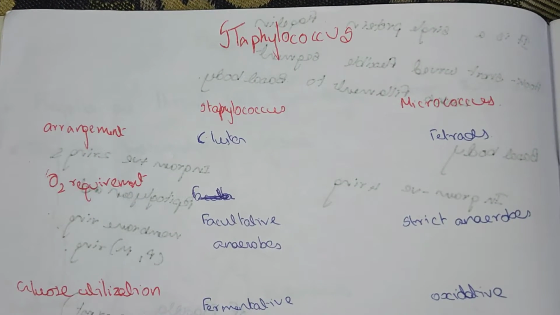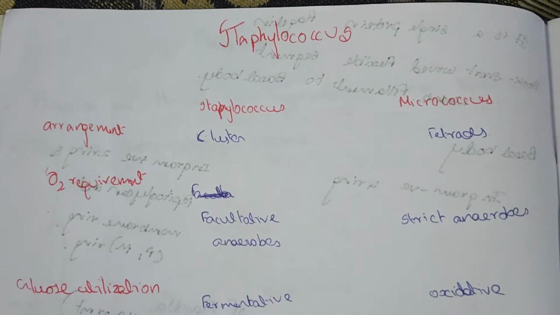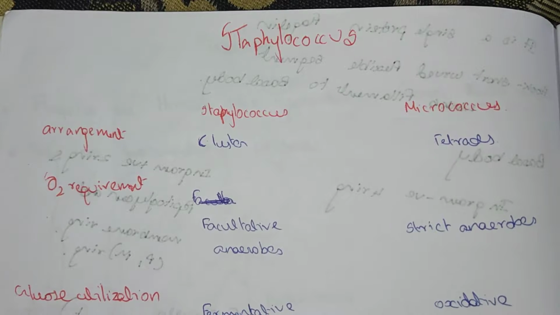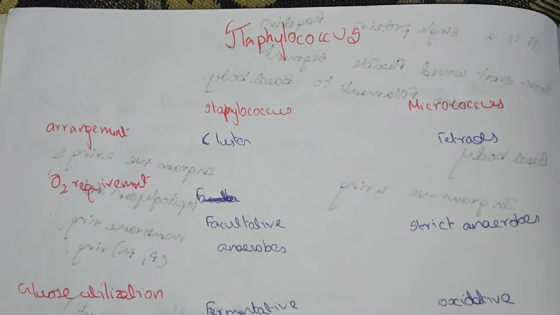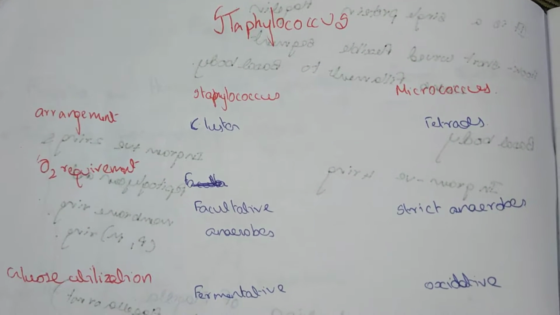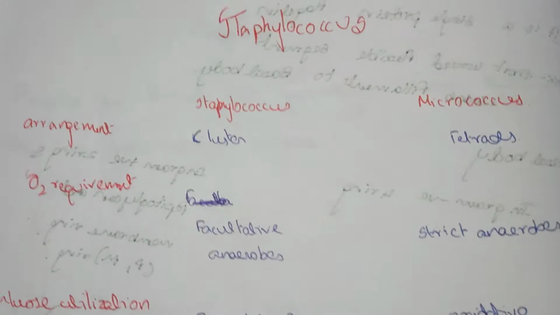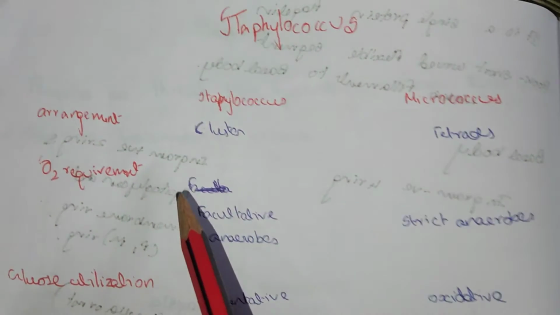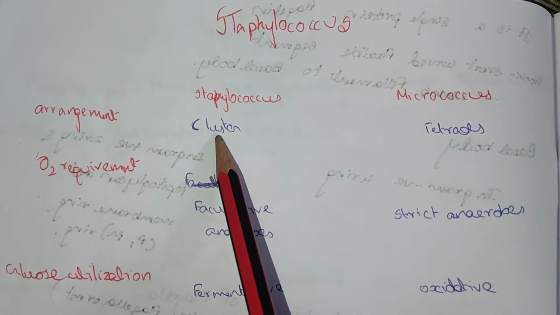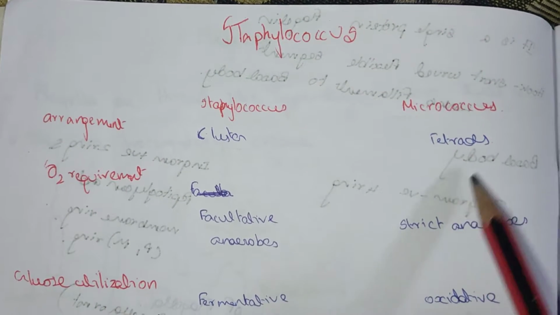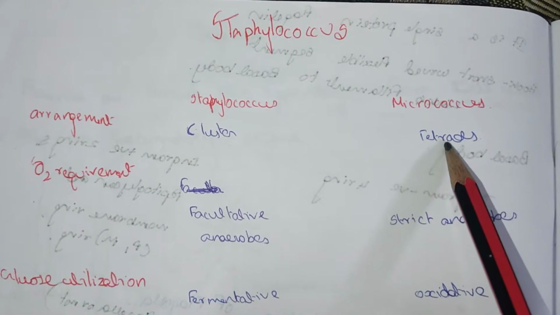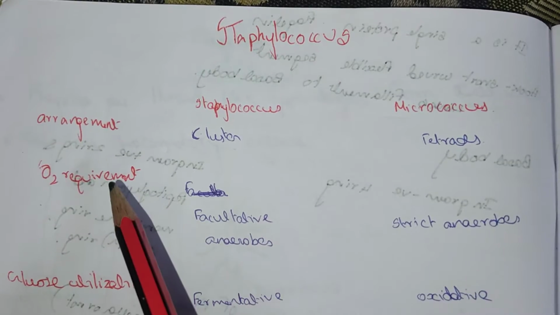In this video, we are going to see about Staphylococcus. You will see now the difference between Staphylococcus and Micrococcus. The arrangement of the Staphylococcus looks like clusters, but the arrangement of the Micrococcus is in tetrads.